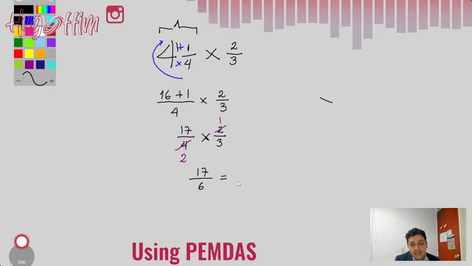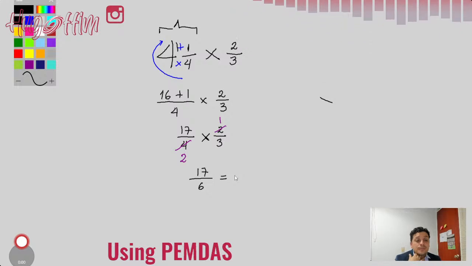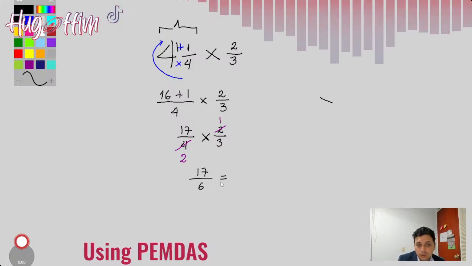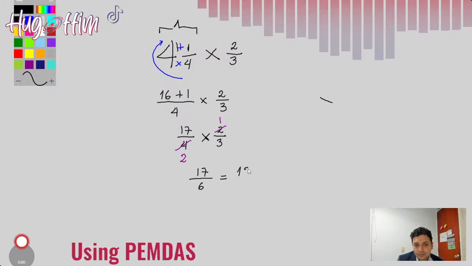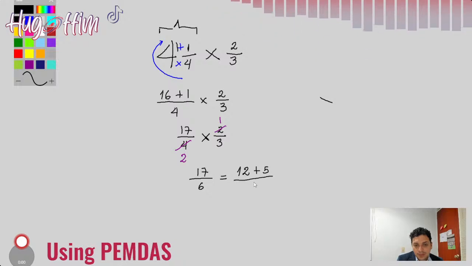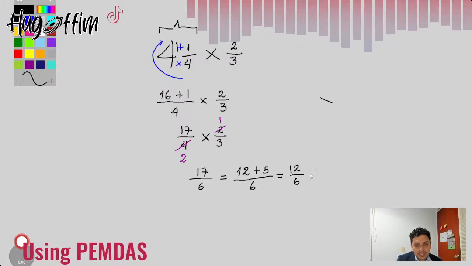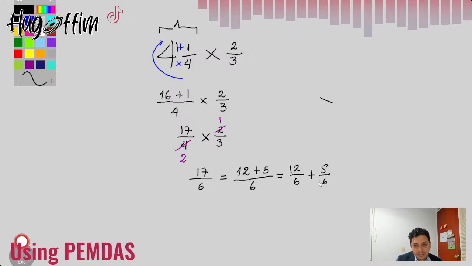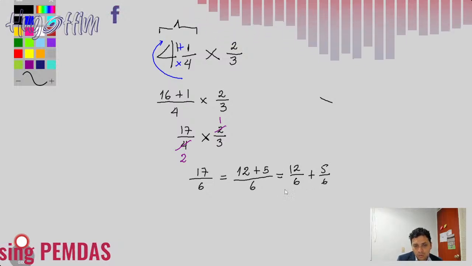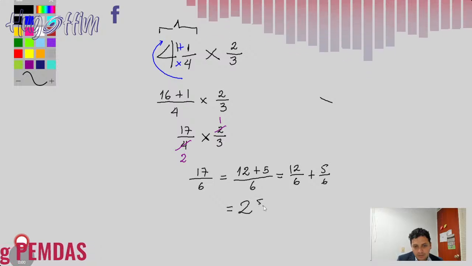17 over 6, I'm going to convert it to a mixed number. So I'm going to find a multiple of 6 that is less than 17 and closer. In this case it is 12. So I can write 17 as 12 plus 5 over 6, or 12 over 6 plus 5 over 6. 12 over 6 is 2. So the answer is going to be 2 and 5/6.